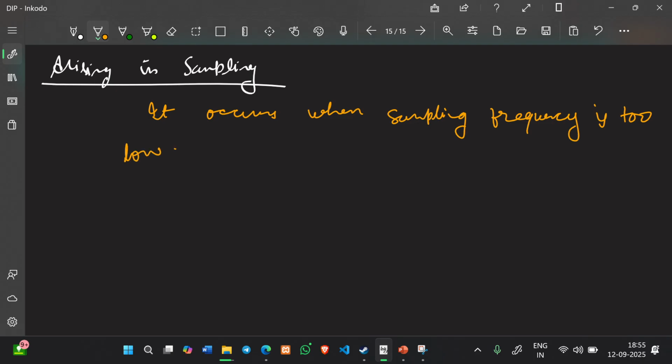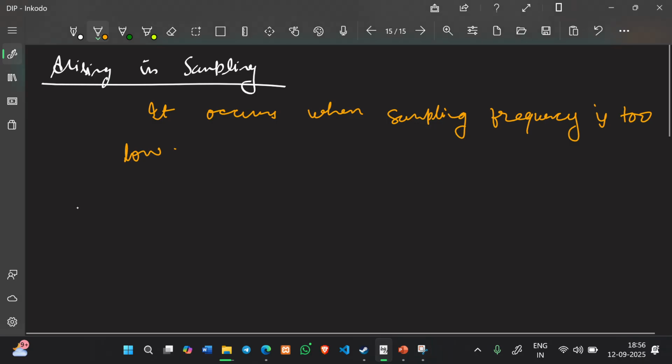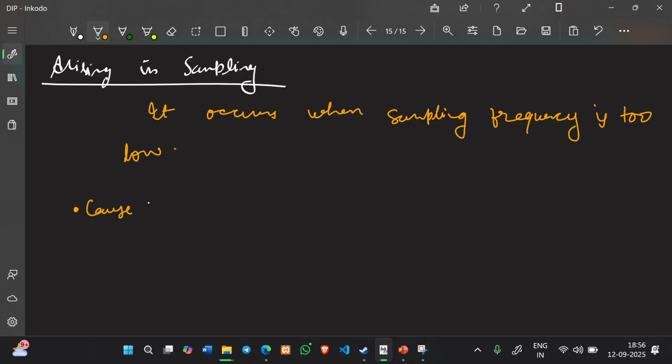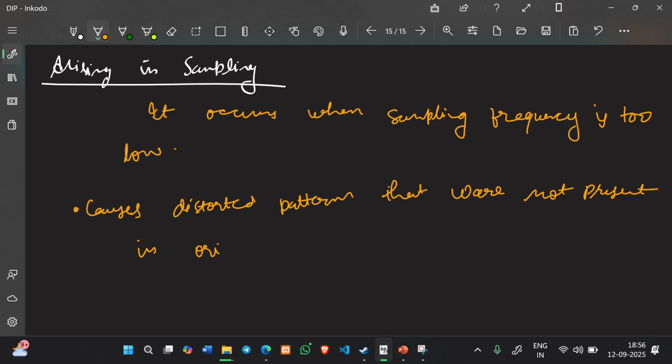Next, it causes distorted patterns that were not present in the original image. Okay, so I hope I am clear.